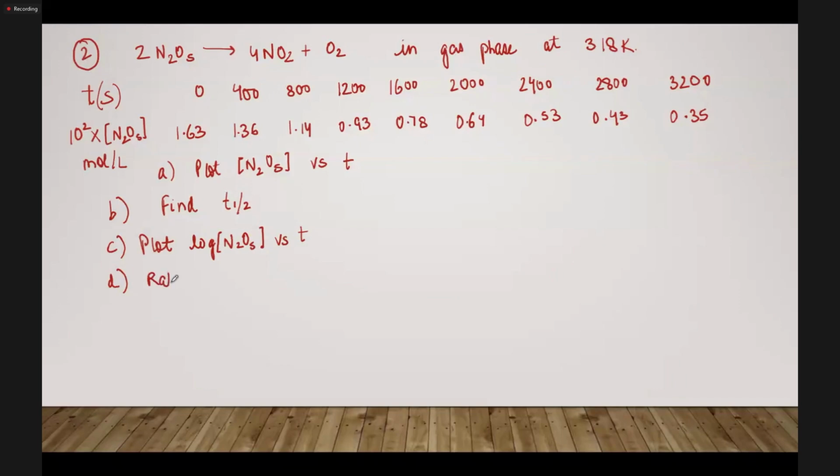Okay, after that, what is the rate law? Then they have asked to find the value of K. Then find the half-life again from K and compare it with B.